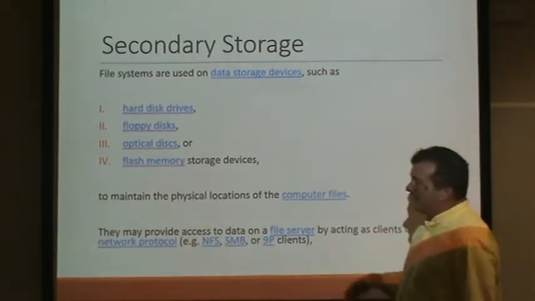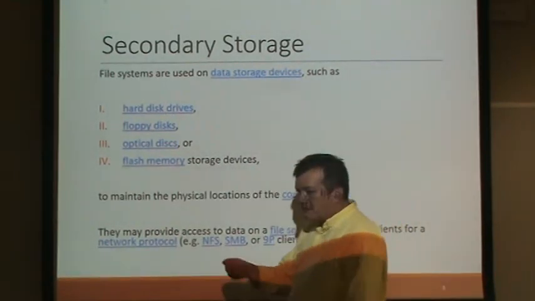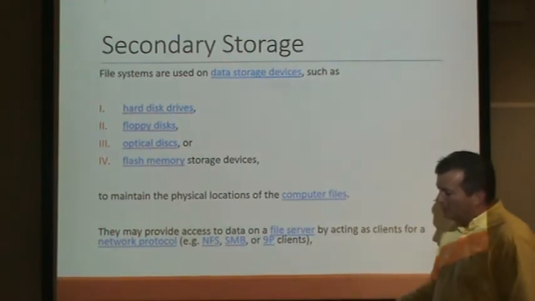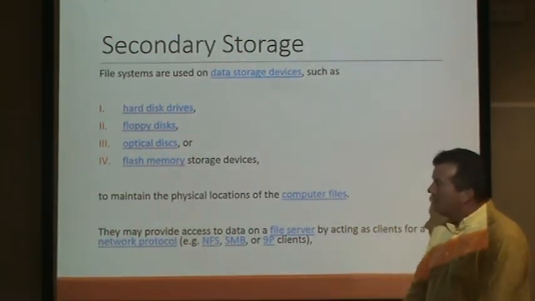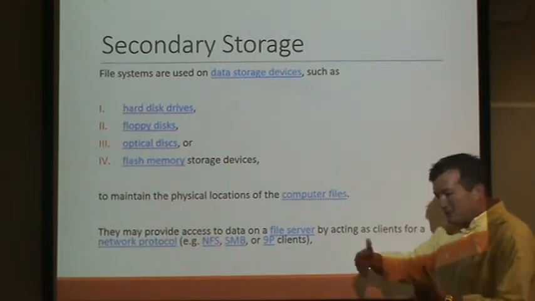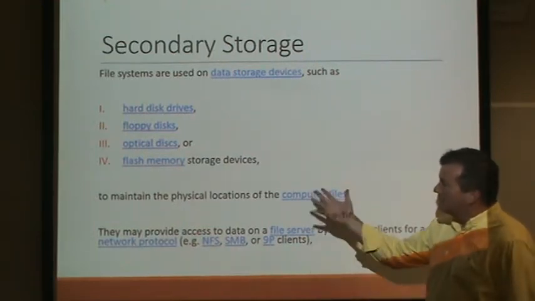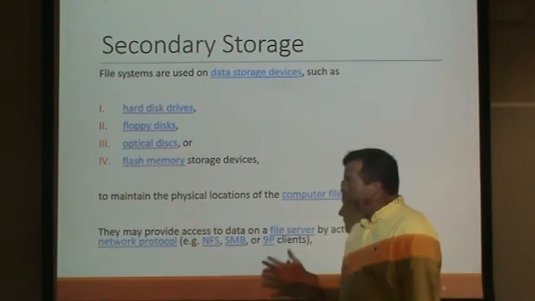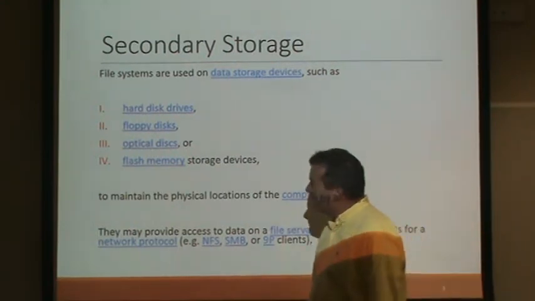Secondary storage is not like primary storage. Primary storage runs on electricity, so if you pull the plug on your computer, you lose it all. Secondary storage is storage that would still be around if you lost electricity. So examples of secondary storage are hard drives, floppy disks.